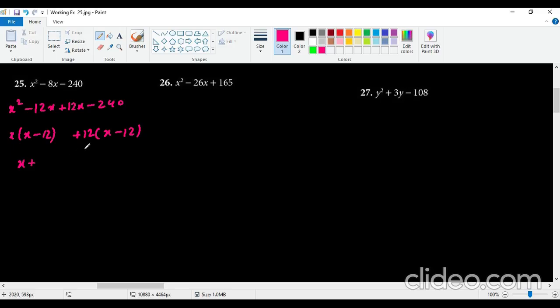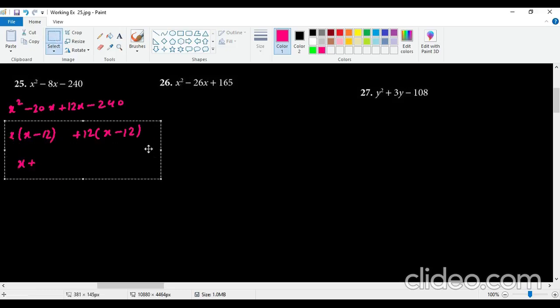In here, it's going to be, this has to be minus 12x, and this is a plus, minus 20x, it has to be. This has to be a minus 20, because 20 times 12 is 240. So now x minus 20 is going to be in the bracket.